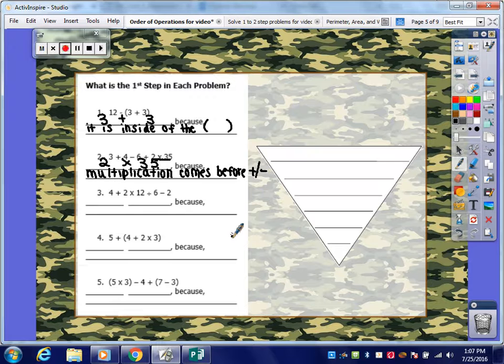With your elbow buddy, I would like you to complete the following 3 problems. When you have them finished, I want you to cross your arms on your desk, and I'll be walking around to make sure that you are completing your work.